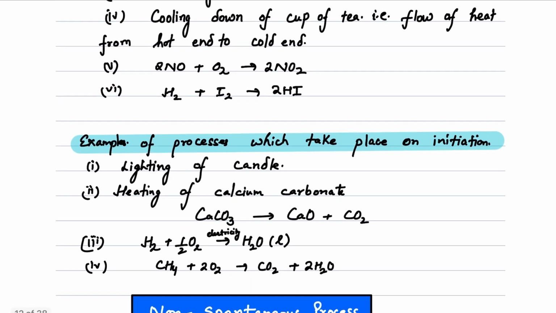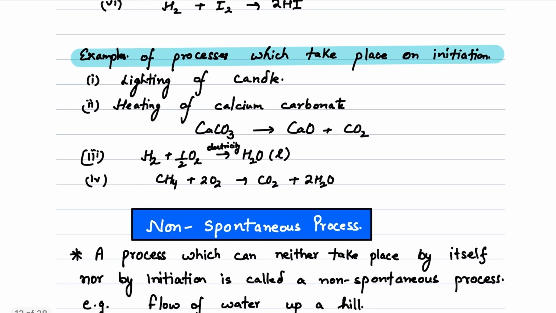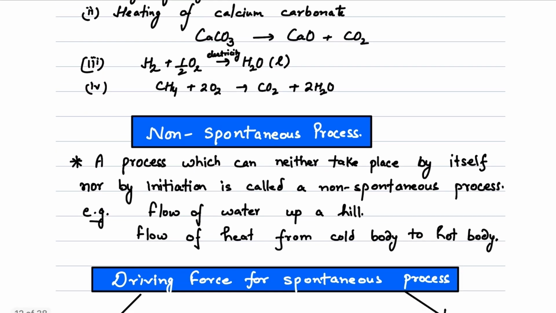Now let's consider examples of processes which can take place on initiation. The first basic example is the lighting of a candle. The second one is the heating of calcium carbonate, which dissociates to form calcium oxide and CO2. The third one is the reaction between hydrogen and oxygen, which in the presence of electricity can form water. And the last one is the combustion of methane to form CO2 and H2O. These are the reactions that take place on initiation.